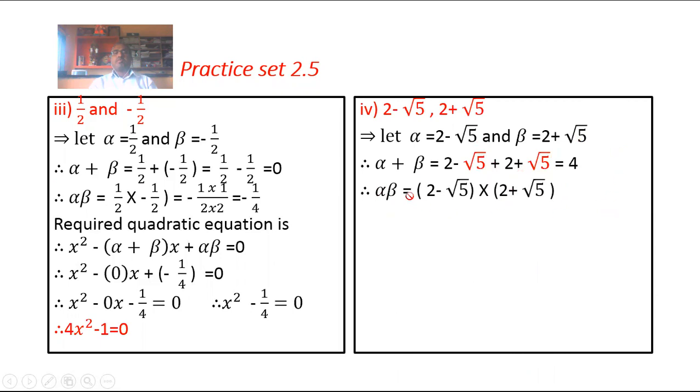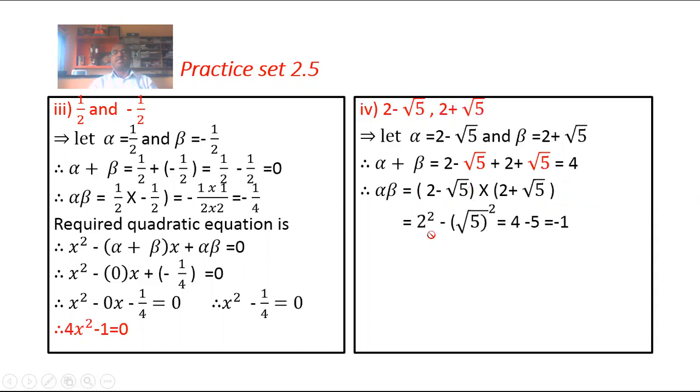Therefore, alpha into beta is equal to 2 minus root 5 multiplied by 2 plus root 5. Here is the product of two roots of the form a minus b and a plus b. By using the expansion formula, a minus b multiplied by a plus b is equal to a square minus b square. Here, 2 minus root 5 multiplied by 2 plus root 5.